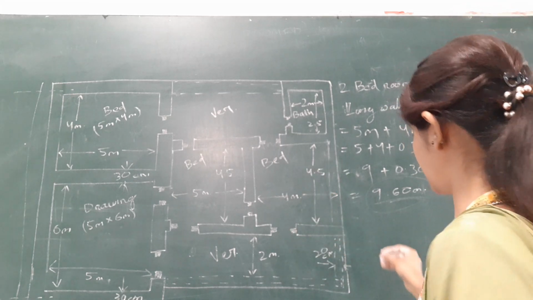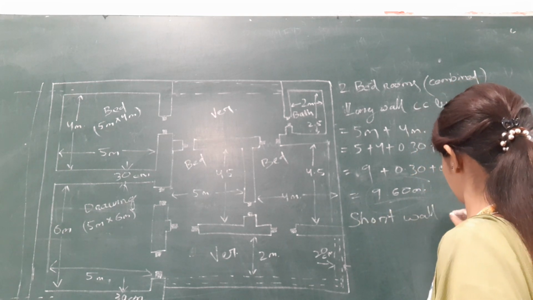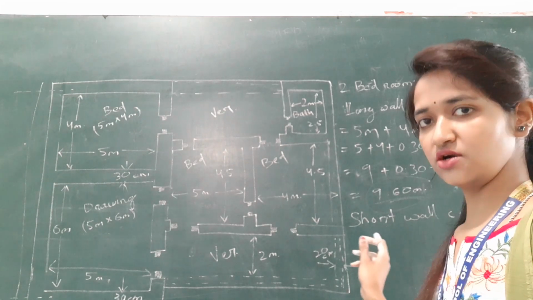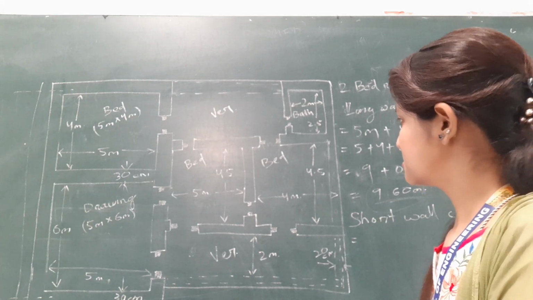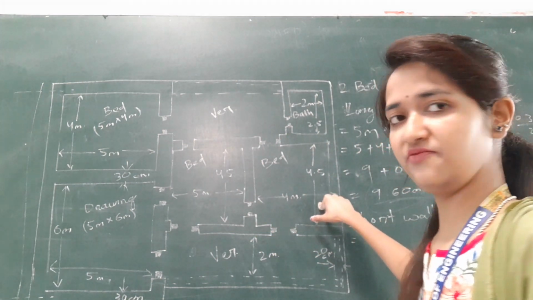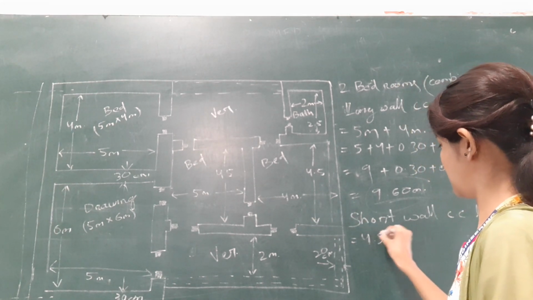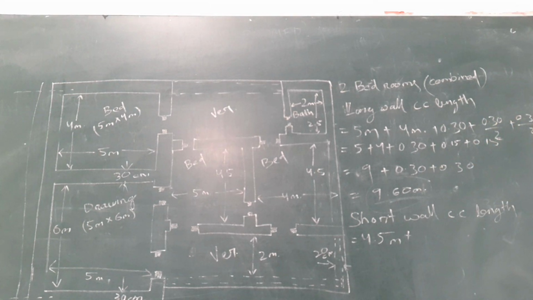Similarly, for the short wall, center to center length, short wall center to center length. Okay, so what can we do? See, there is a 4.5 meter length and this is 4.5 meter length. So we can put 4.5 meter first. Okay, plus what can we do? It's 0.30 from one side, 0.30 from other side.